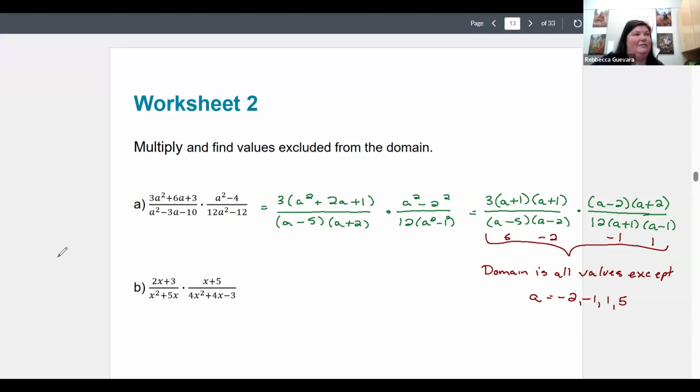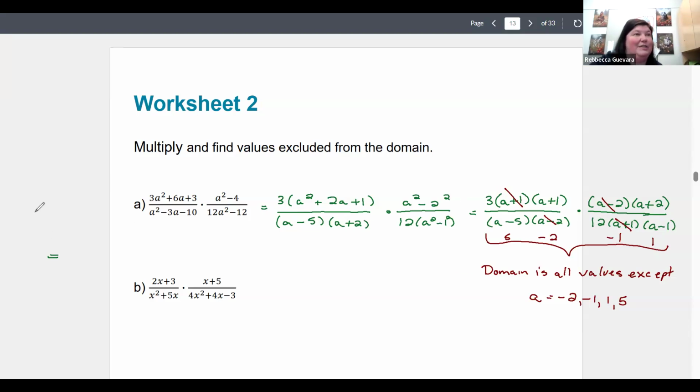So to keep simplifying, what I can eliminate is, let's pick this color here. So we have an a plus 1 on top, a plus 1 on bottom. We can get rid of those. We have an a plus 2 on the bottom and an a plus 2 on the top. Those can go away. We have a 12, a 3 divided by a 12.